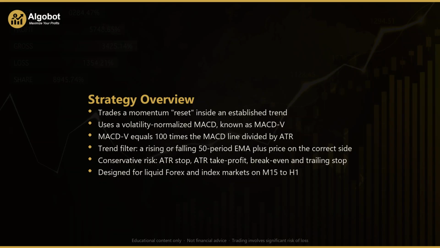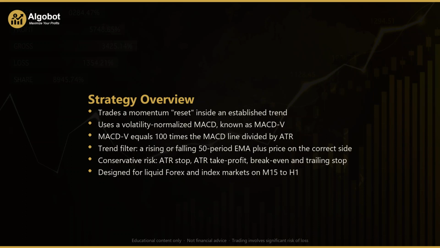The engine behind it is the volatility-normalized Macd. A standard Macd is measured in raw price units, so its swings mean very different things in a calm market versus a wild one, and the same number is never really comparable across time or across instruments. This strategy solves that by dividing the Macd line by the average true range and scaling the result by 100.